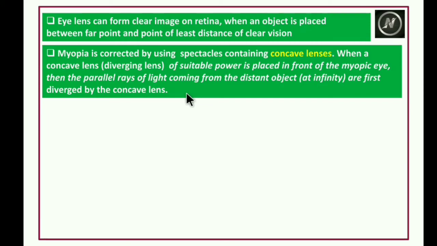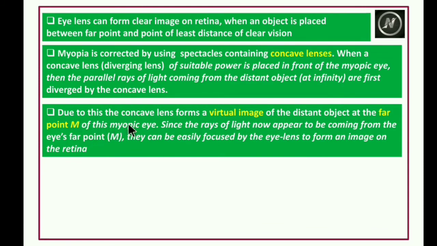When a concave lens of suitable power is placed in front of the myopic eye, the parallel rays of light coming from the distant object, that is, beyond the far point, are first diverged by the concave lens. The light rays coming from the object beyond the far point are diverged by the concave lens instead of the eye lens first.